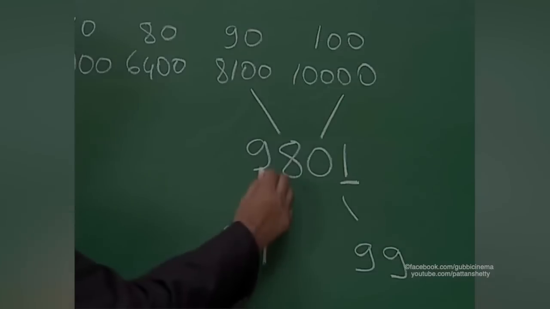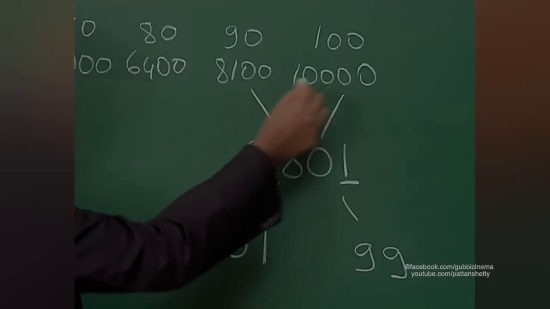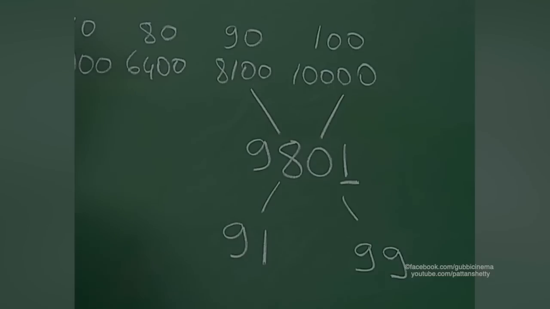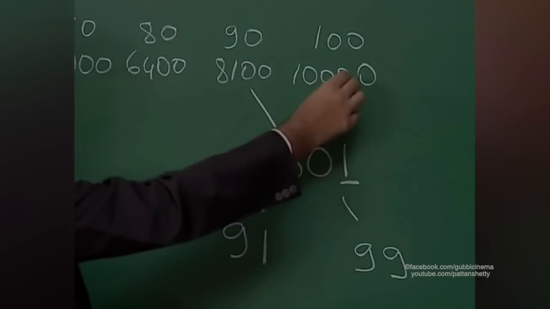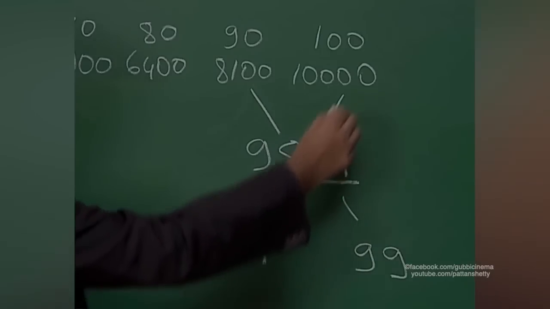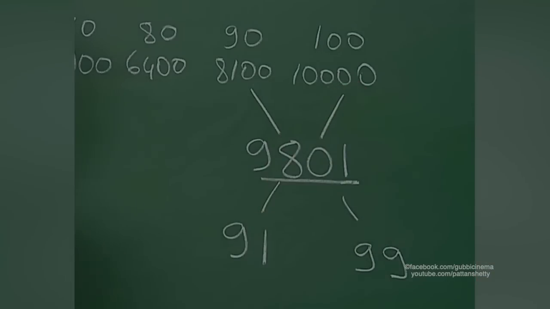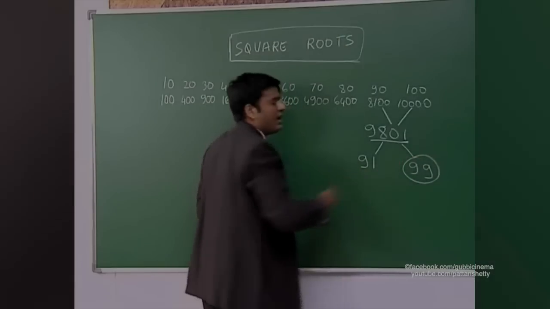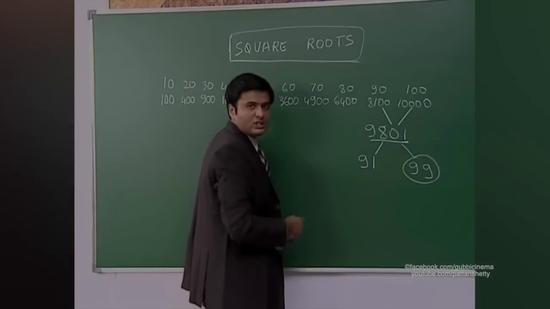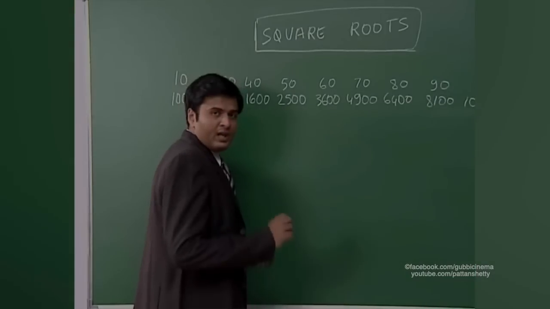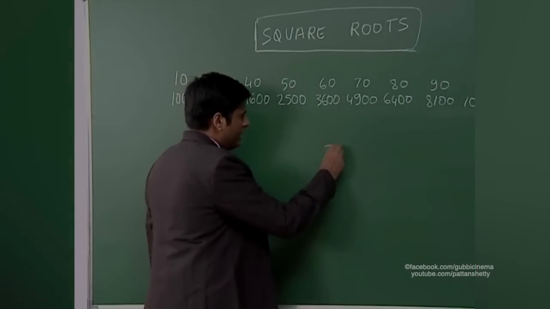Ask yourself, is 9801 closer to the smaller number or the bigger number? If it is closer to the smaller number, we take smaller as the answer. If it is closer to the bigger number, 10,000, we take the bigger number as the answer. In this case, friends, we see 9801 is closer to the bigger number 10,000. That means out of 91 and 99, the bigger number 99 is our answer. So 99 is the square root of 9801.